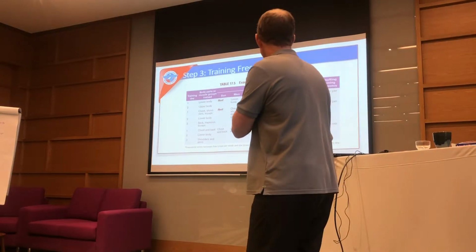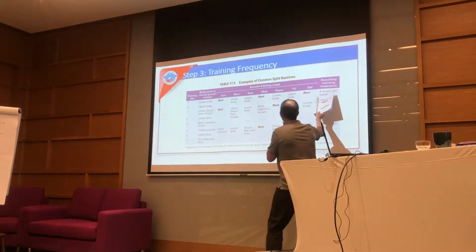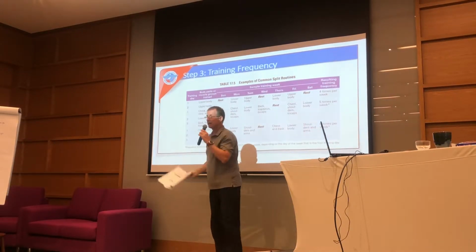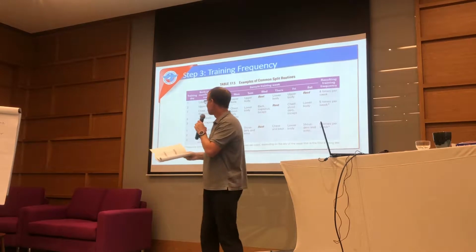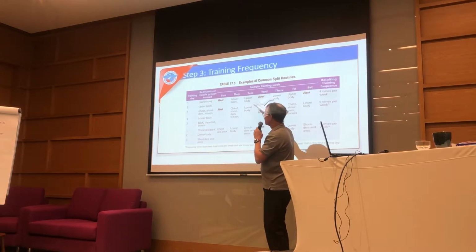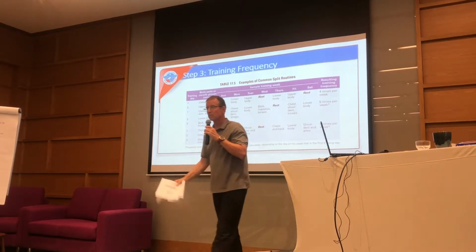The first example is a 4 times a week split routine. 4 times a week, this one up here. The first day, you're going to do lower body. The second day, upper body. Rest day, and then do it again. Lower body, upper body, 4 days a week.